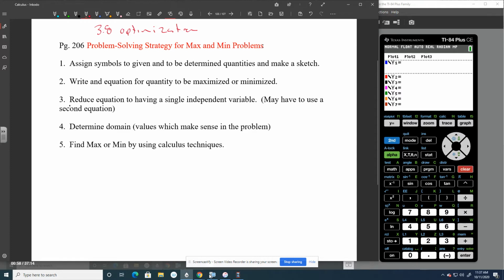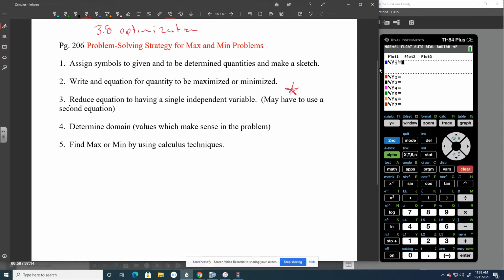We reduce that equation so that we have one variable. We really don't want to do implicit differentiation with these problems. So we might have to come up with a second equation to help us eliminate a variable. We almost always have to use a second equation. Then you determine the domains. It always makes sense. You've got to look at what values make sense in the problem, okay? If you're looking at the domain of workers, it doesn't make sense to have negative numbers of workers, and it doesn't make sense to have 1,000 workers in your business. What values would make sense for your domain?